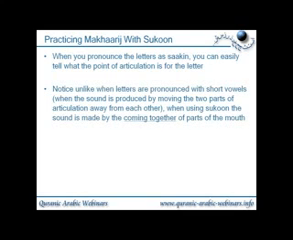Notice, unlike when letters are pronounced with short vowels, i.e. when the sound is produced by moving the two parts of articulation away from each other, i.e. when we use a short vowel like fatha. So if we say ba or ta, the points, like your tongue and touching your teeth, when you actually give the sound, the parts of the mouth used to make the sound are moving away from each other. So if you say a or e or oo, you'll notice that the parts of your mouth are actually coming away from each other.